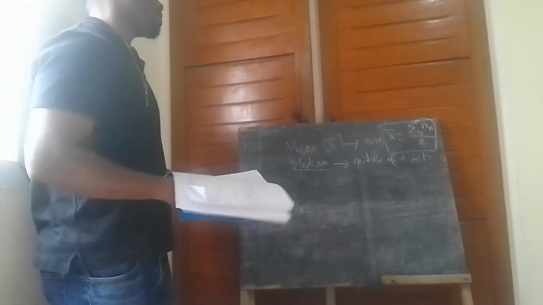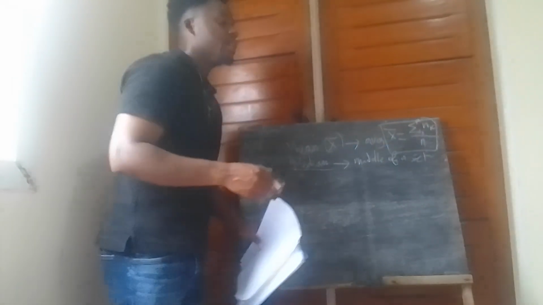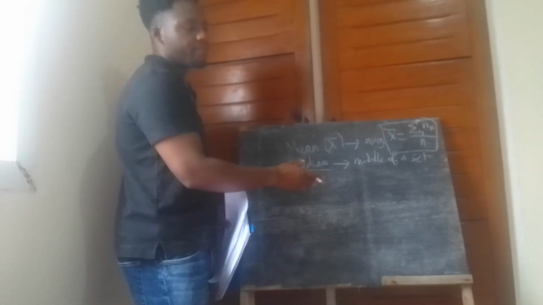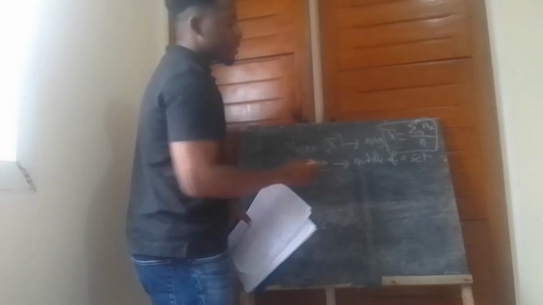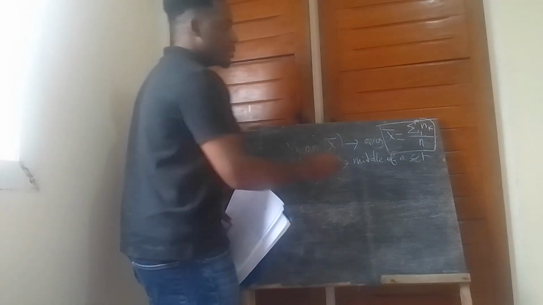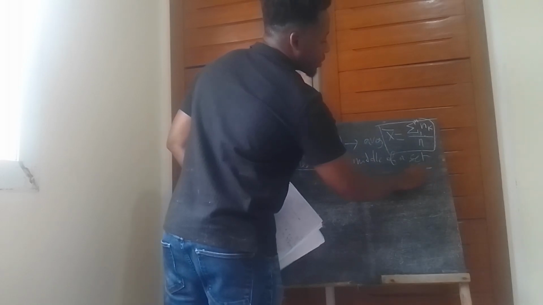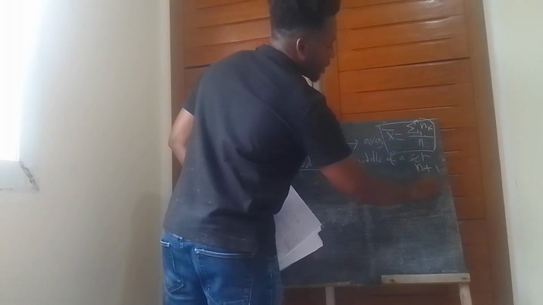Okay, so what else? This is the middle number of a set. If you have an odd set, it's going to be very easy. If you have an even set, you're going to do just n plus 1 divided by 2.